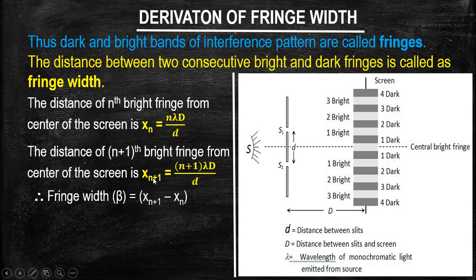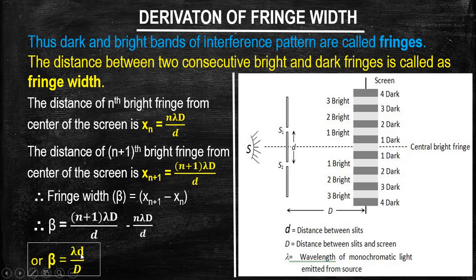the difference between the nth and n plus 1th bright fringe, this distance is called fringe width. You have to subtract the distance of the nth bright fringe from the n plus 1th bright fringe, then you get the fringe width. So the n plus 1th bright fringe is (n plus 1) lambda D upon d, minus the nth bright fringe, n lambda D upon d. If you subtract and simplify, you get fringe width lambda D upon capital D. So this is called fringe width, and we have arrived at this expression by taking any two bright fringes.